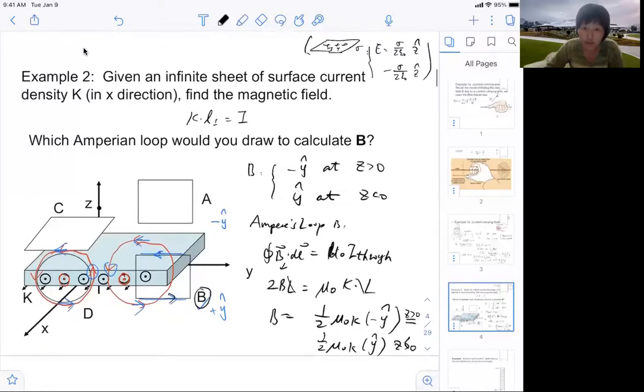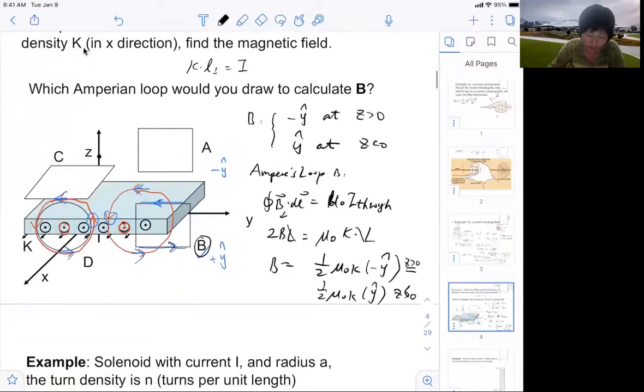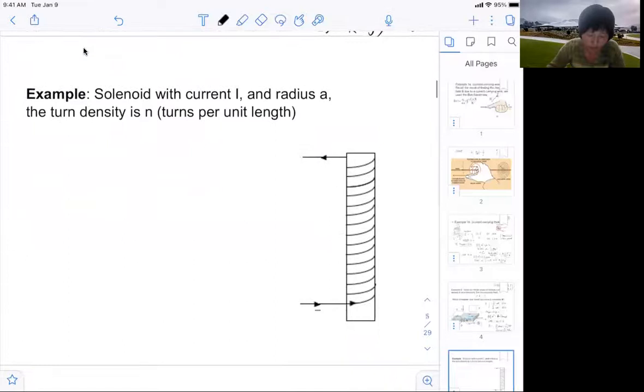So the next example is a solenoid. This is what we're very familiar with, a long solenoid with current I. So I wraps around in the phi hat direction, and this one has a radius A, and the turn density is n. This tells us how tight you're wrapping around your solenoid, which is how many turns per unit length. You have 1,000 turns per 20 centimeters or something. It tells you how much you're putting all the wires together.